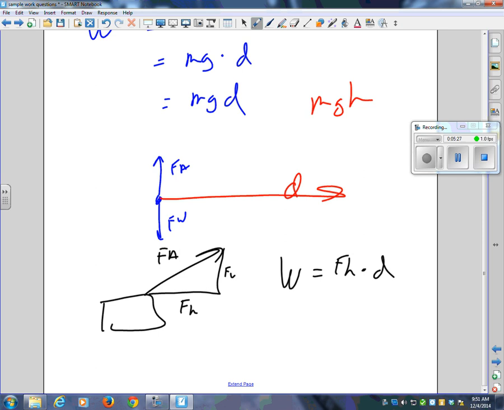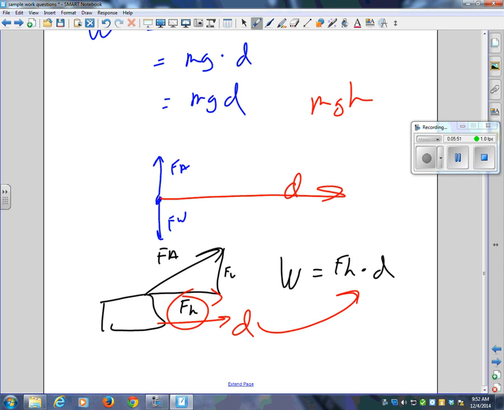The horizontal component is the same direction as the actual displacement. What's the vertical component doing here? Taking away some friction, right? Making it easier, but it's only the FH that is contributing towards the work.